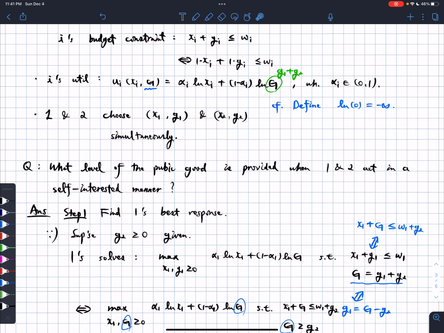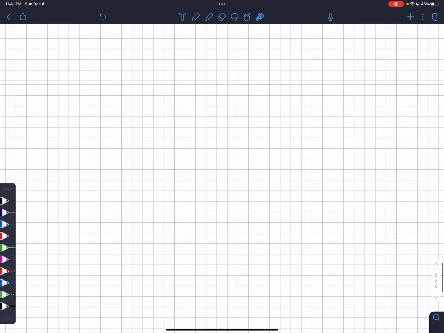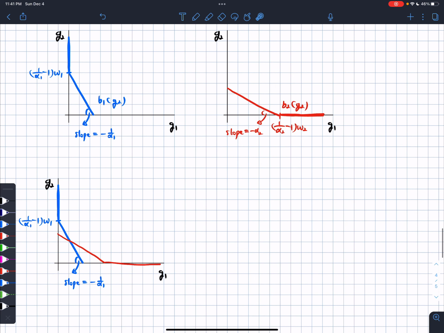So what we know about this slope is that, if you disregard the minus symbol, 1 over alpha 1 is larger than 1, right? So it is steeper than a line of slope minus 1.